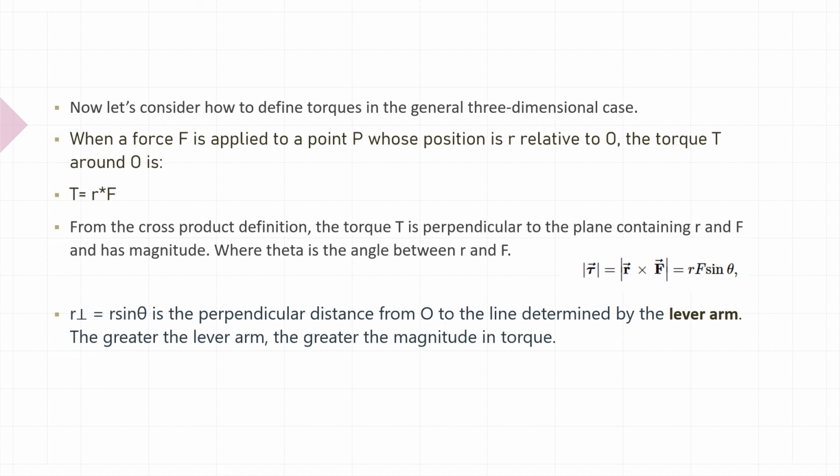R sine theta is the perpendicular distance from the pivot point to the line determined by the force, the lever arm. The greater the lever arm, the greater the magnitude of the torque.